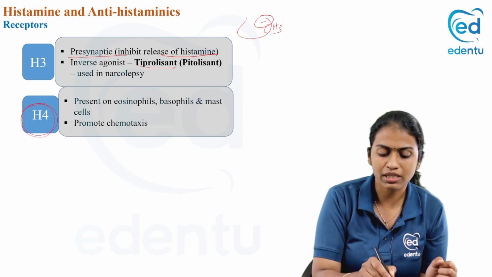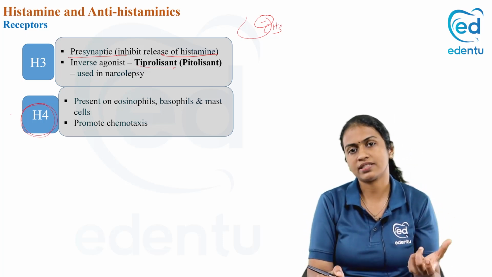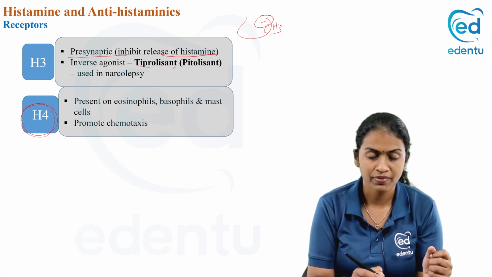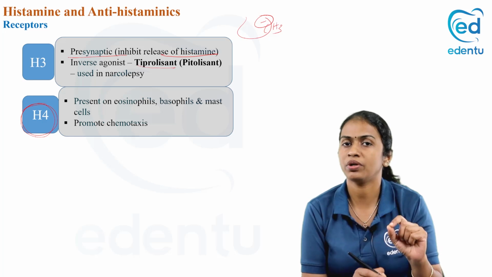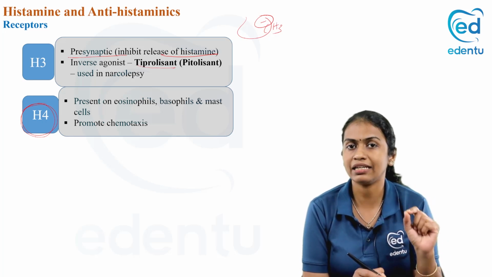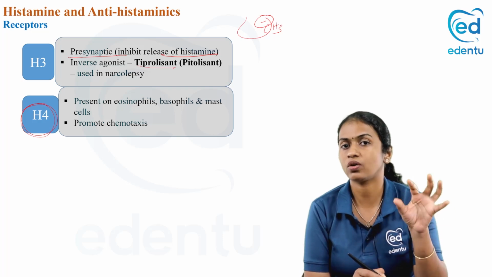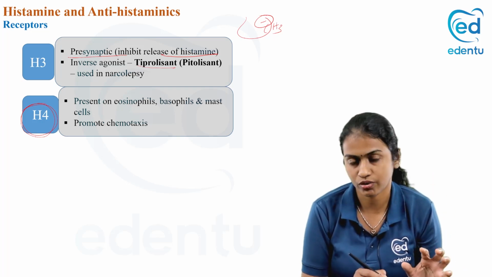H4 has not much of a clinical role. It is present on eosinophils, basophils, and mast cells and promotes chemotaxis. So clinically, the more important ones are H1 and H2 blockers. When we talk about antihistamines, we are talking about H1 blockers.